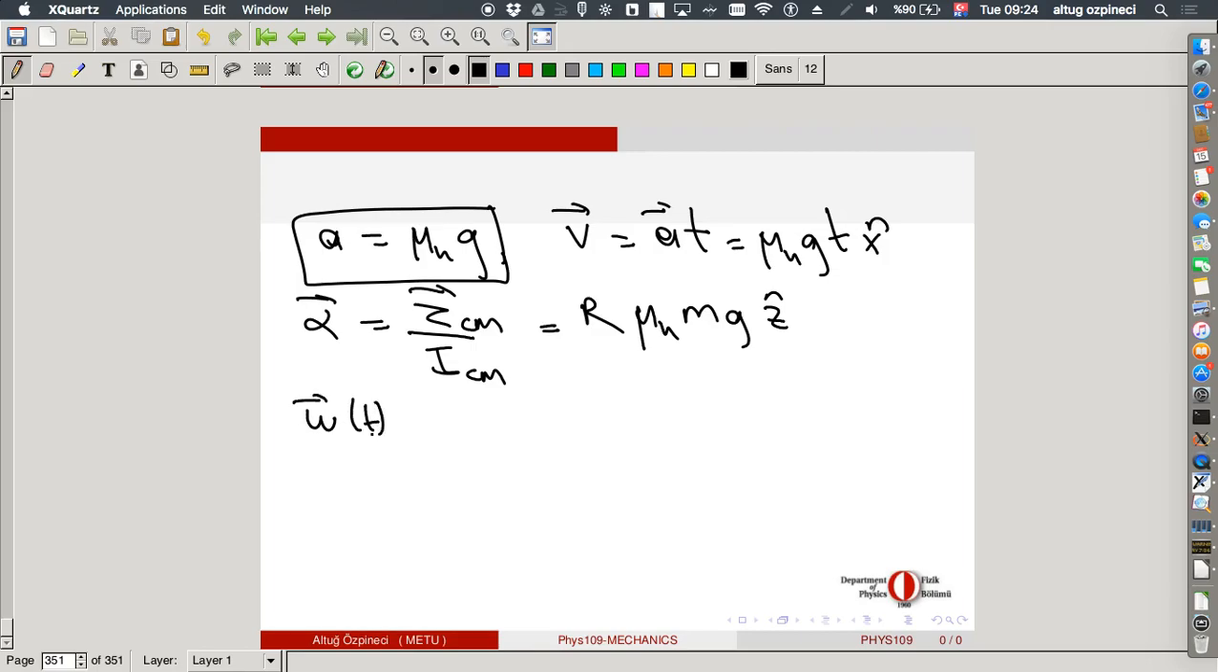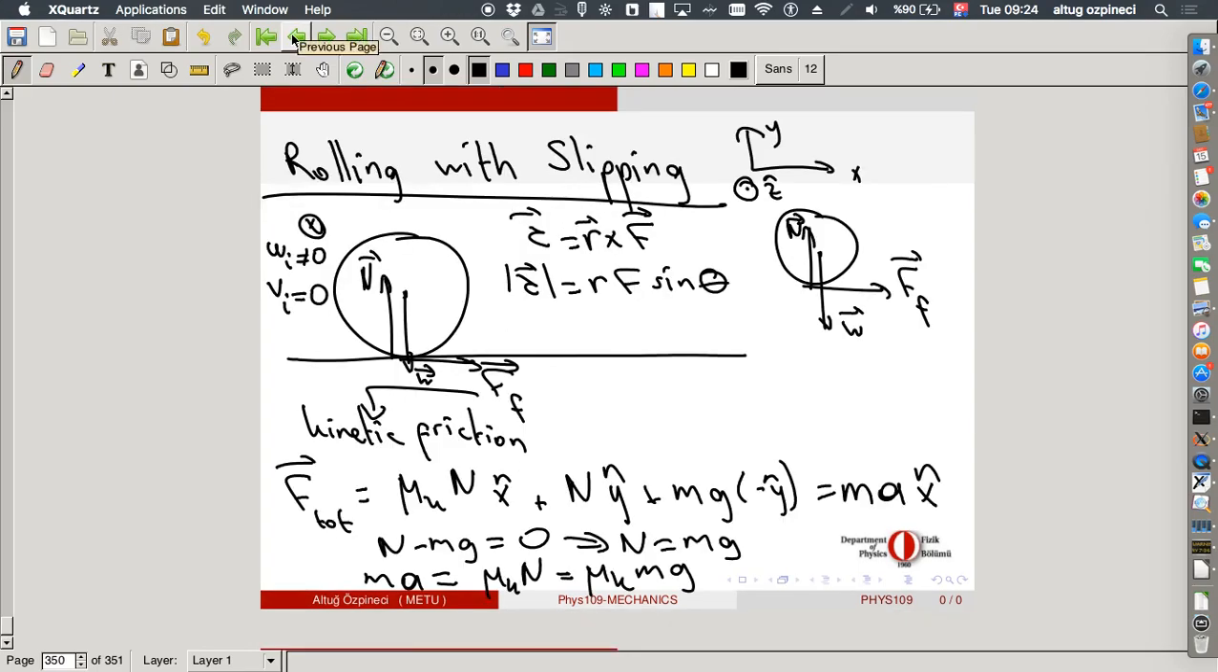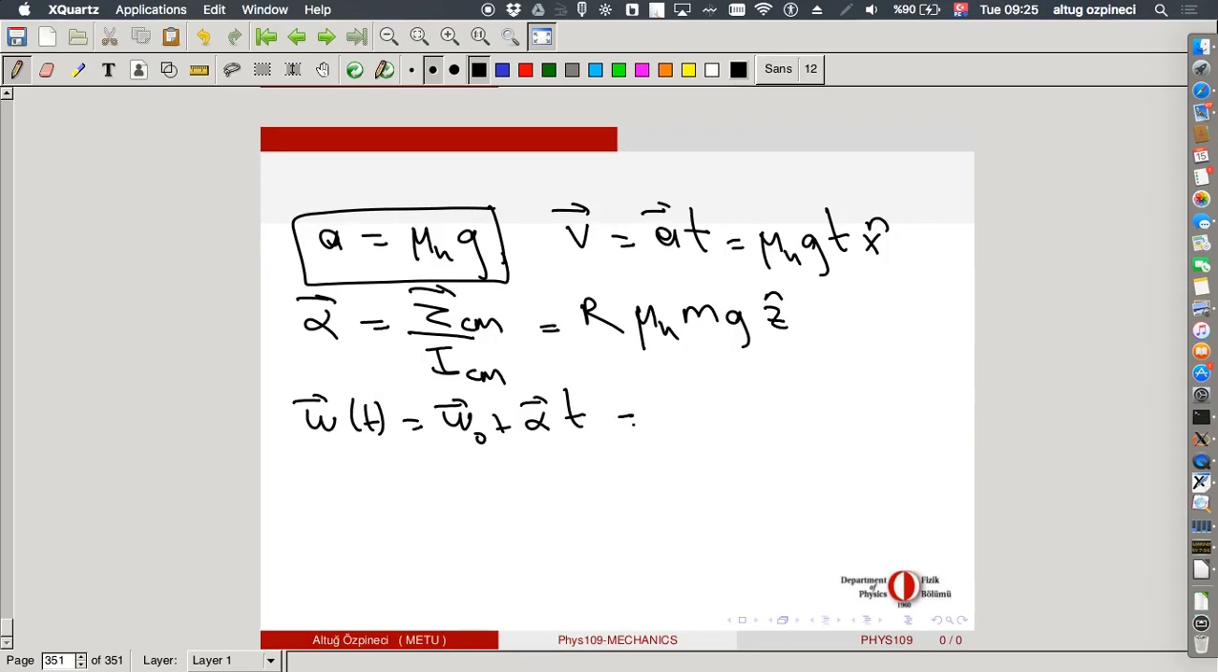Now we know the angular velocity as a function of time: omega 0 plus alpha times t. Now what is omega 0? The initial angular velocity. Well, we are given that its magnitude is omega I, and we are told that its direction is into the screen, so it is in the minus z direction. This is equal to omega I in the minus z direction.